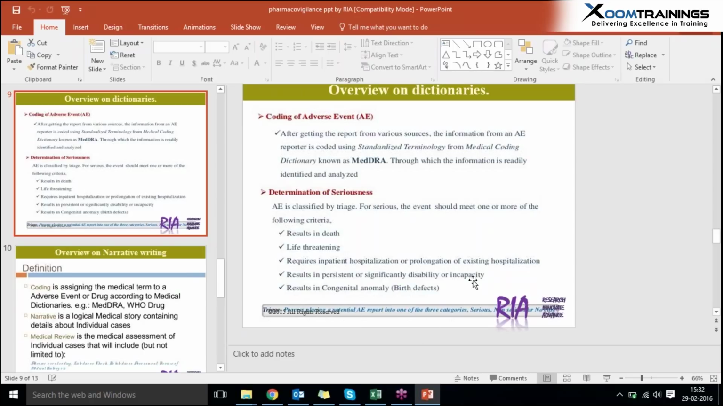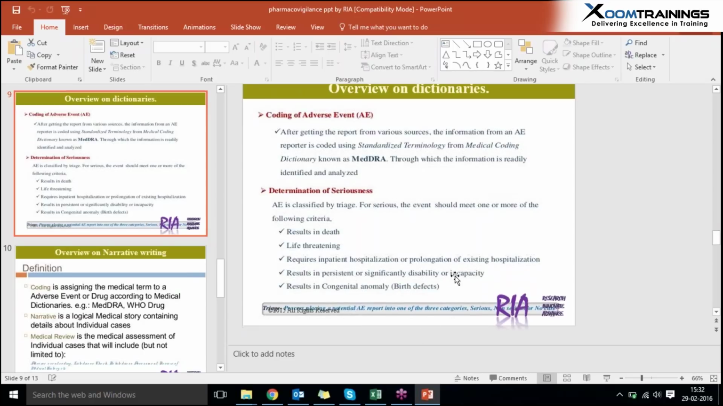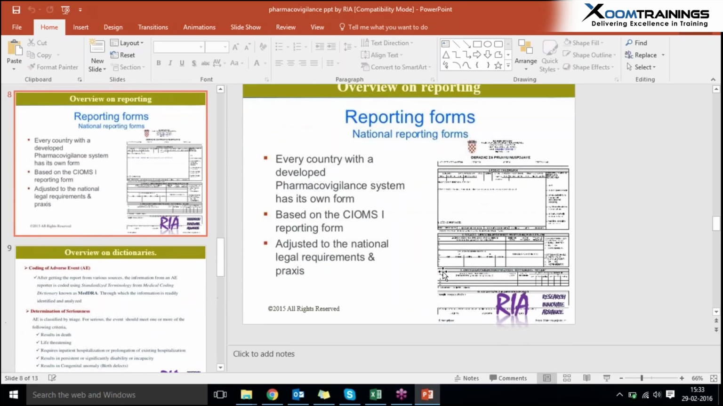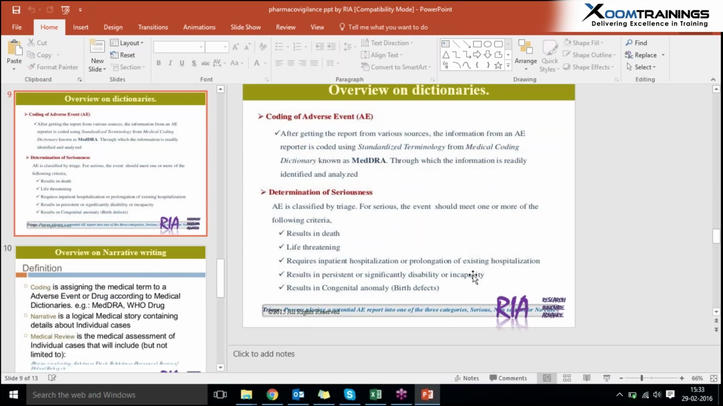Results in congenital anomaly or birth defects. That may be if they are going to give birth to new babies, definitely some anomalous birth defects may occur. This type of condition will be called adverse events. The determination depends on the seriousness of the results. Resulting in death is a serious case, it is the ultimate. The adverse event effect is at its peak when compared with persistent or significant disability or incapacity. When compared with that, resulting in death will be the more serious.